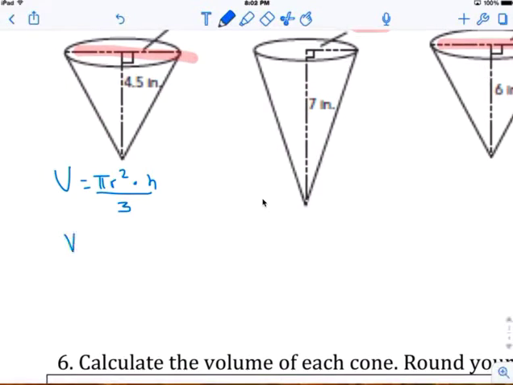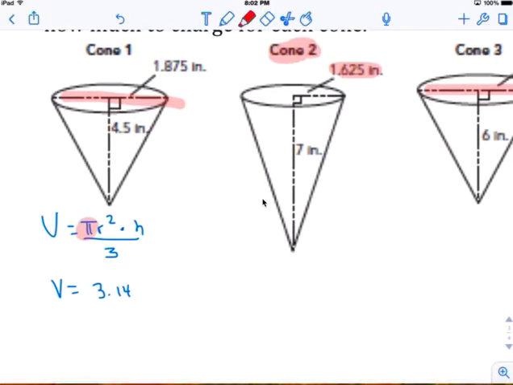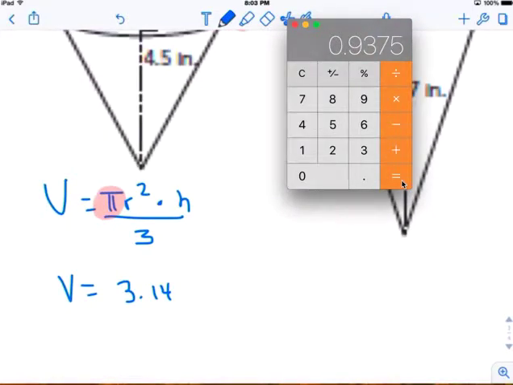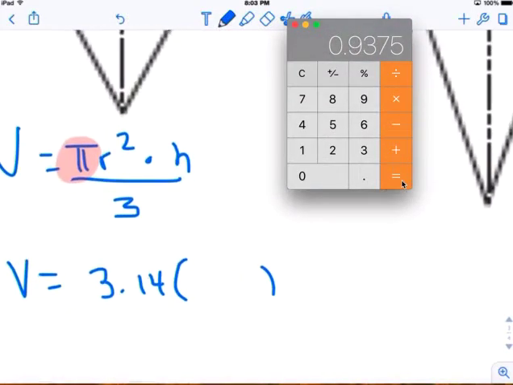So the volume equals, in place of pi, we put 3.14. In place of radius, half of this, that's a diameter, the radius is, divide that by 2. I need a calculator. 1.875 divided by 2, you get 0.9375. Okay, so the radius is 0.9375.